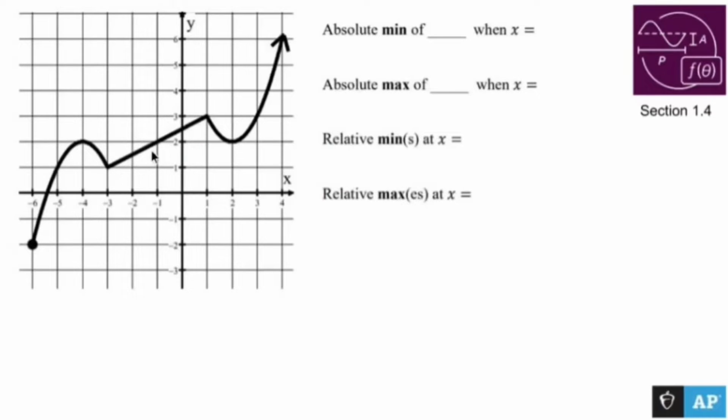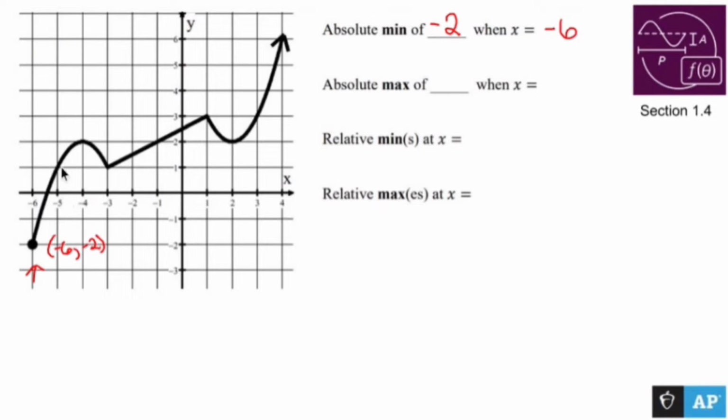Ooh, look at this weird-looking unnatural picture. Find the absolute minimum, find the absolute maximum, find the relative minimum and the relative maximum. So the absolute minimum is the smallest point on the graph, which happens to be here. So it looks to me that the absolute minimum is going to occur at the point -6, -2, which means my absolute minimum value is -2, and that happens at the x value of -6.